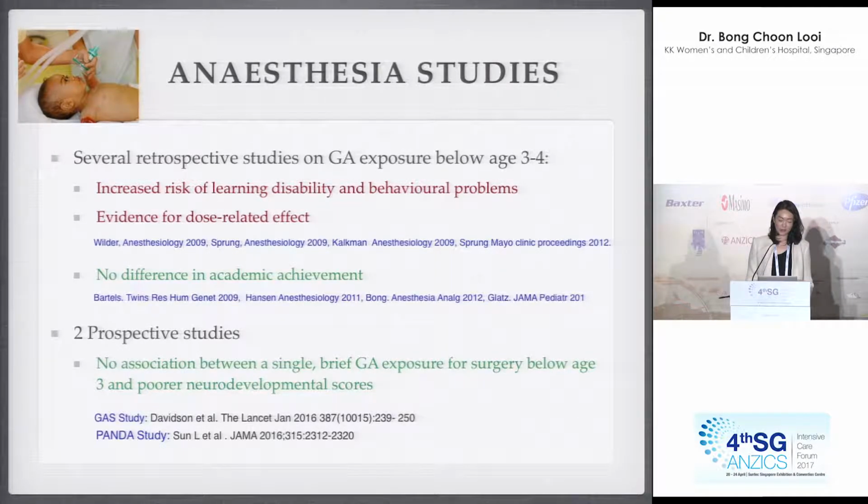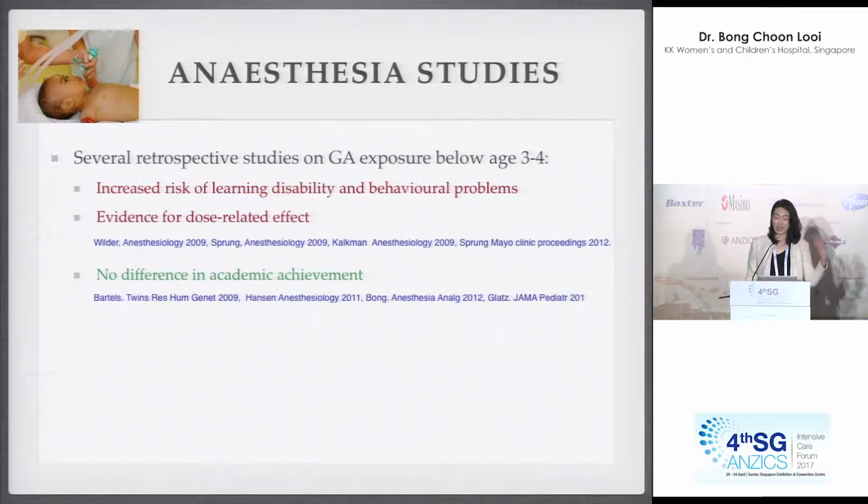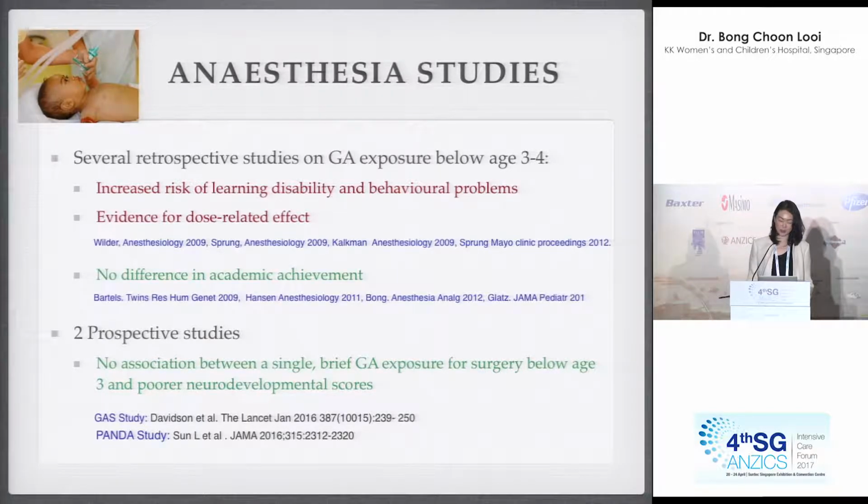And of course, people are interested in academic achievement. Does it mean that they end up not doing so well in terms of academics? And the answer is no. There are many, many studies out there that have shown that there's no difference. If you make it to school, your results tend to be similar to the kids who are not exposed to anesthesia. And recently, there have been 2 prospective studies, the GAS study and the PANDA study, which are kind of reassuring and have shown no association between a single brief GA exposure for surgery below the age of 3 and poorer neurodevelopmental scores. So that's kind of reassuring.